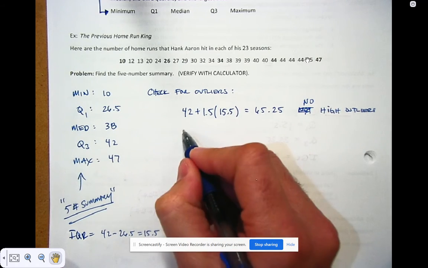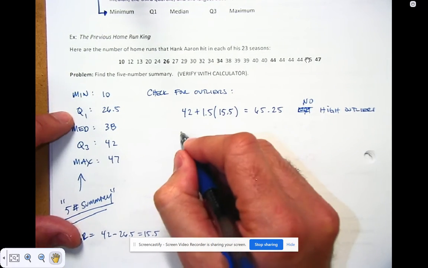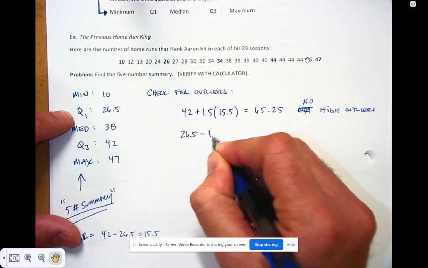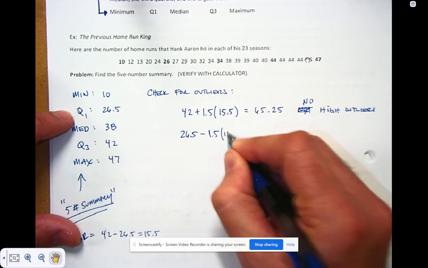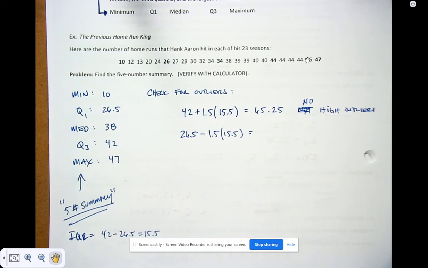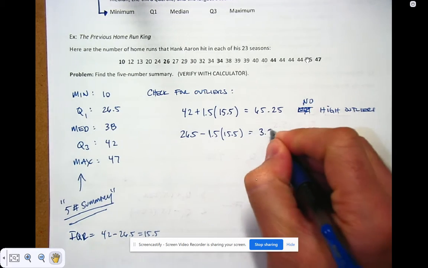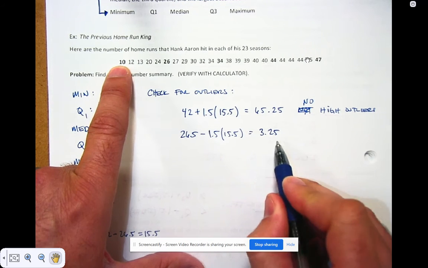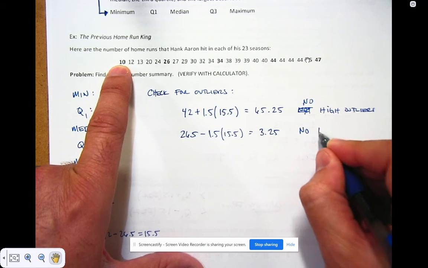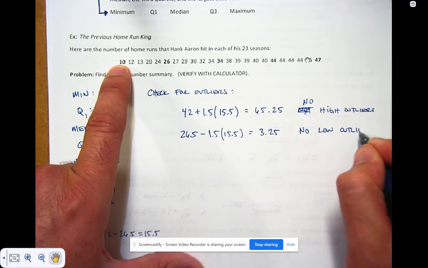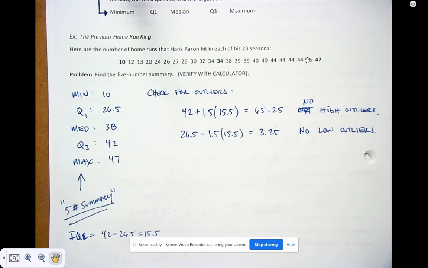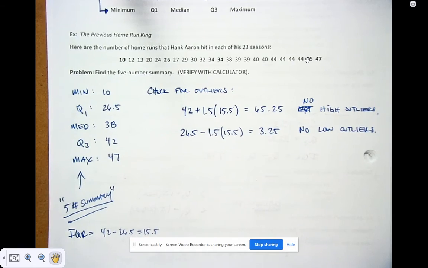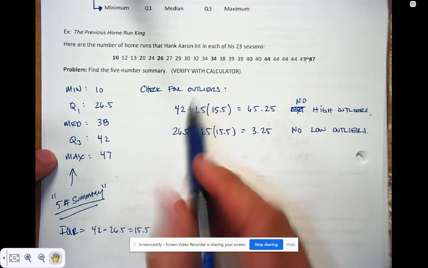No high outliers. Okay, then we need to do quartile 1, which is 26.5, and subtract 1.5 times the IQR. If you do 26.5 minus 1.5 times 15.5, you get 3.25. And 10 is the smallest, so there's no data that's below that. So no low outliers. Okay, and so we checked both. All right, so we use the 5-number summary to quickly check for outliers.